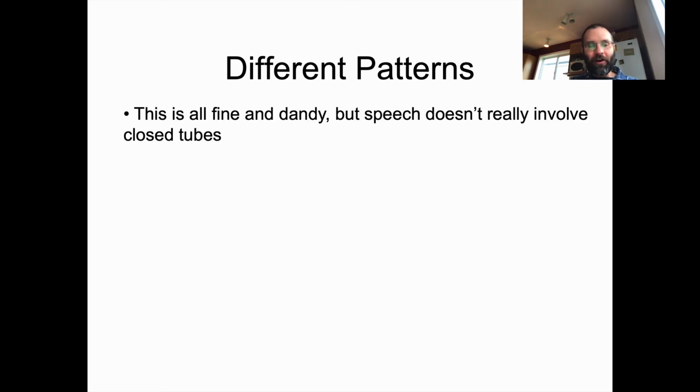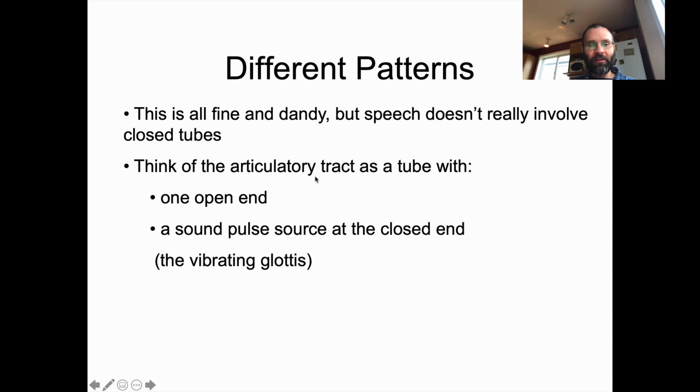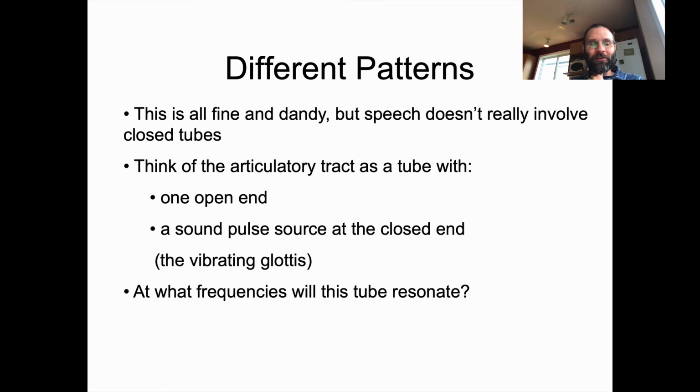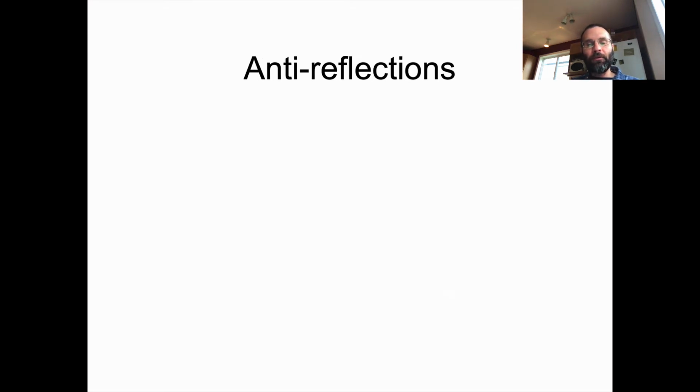So speech doesn't involve closed tubes. Instead, we're going to think of the articulatory tract, the vocal tract, as a tube with one open end here, and then our loudspeaker pulse source at the closed end in the vibrating glottis. It's giving us these complex waves we talked about at length in looking at voice quality and EGG waveforms and all that stuff. So at what frequencies will this tube resonate? In order to figure that out, we have to draw the standing waves a little bit differently in the length of the tube.